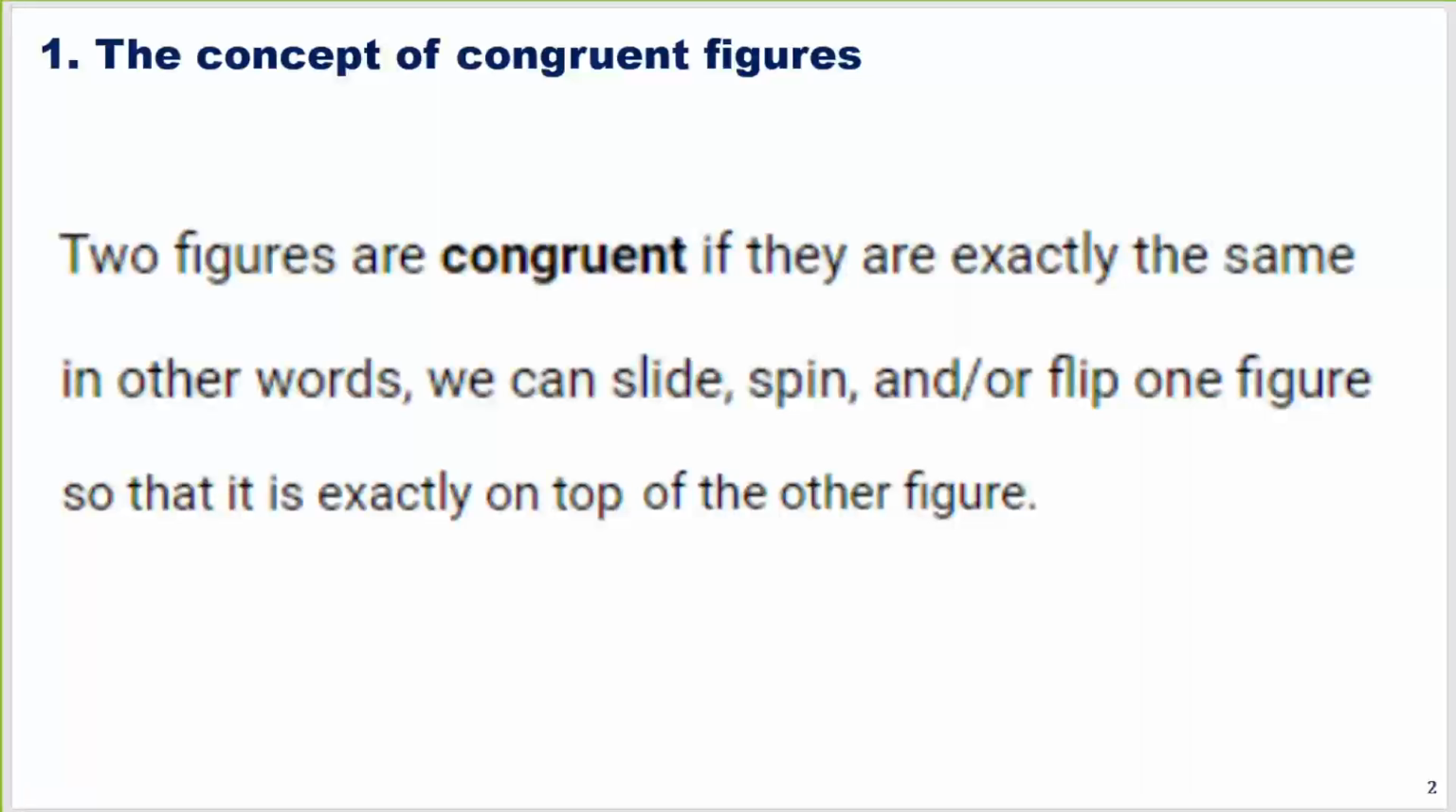Okay, first of all, let's have a look at a brief review of the concept of congruent figures. By definition, two figures are congruent if they are exactly the same. In other words, we can slide, spin, or flip one figure so that it's exactly on top of the other figure. Any questions? The concept is pretty straightforward, right? I'll give you some examples.